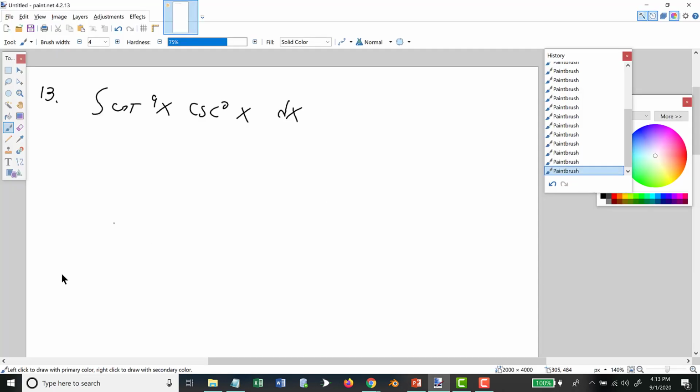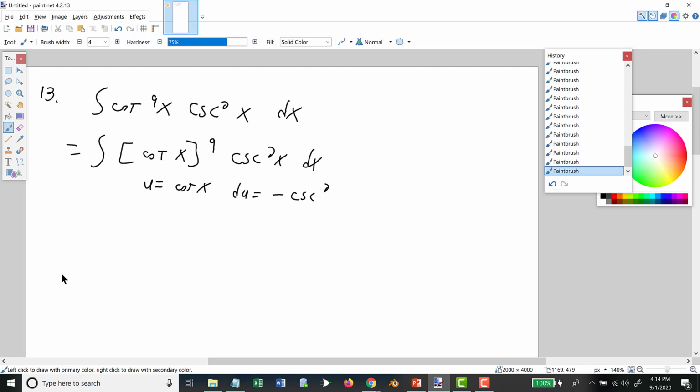So if I rewrite that as cotangent, is that a 9? Oh, cotangent 9th power. Never mind. Cotangent x, the 9th power, cosecant squared dx. If u is equal to cotangent x, du will be equal to negative cosecant squared x dx. So we need a negative inside. Well, that's easy. Put a negative on the outside. Because negative negative gives you positive. So then this becomes a negative. Replace the cotangent with u. So that's u to the 9th. And replace the negative cosecant squared dx with du.